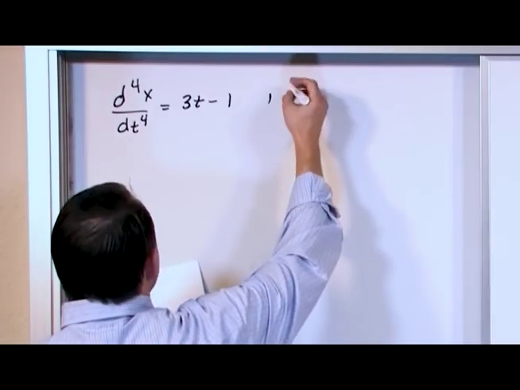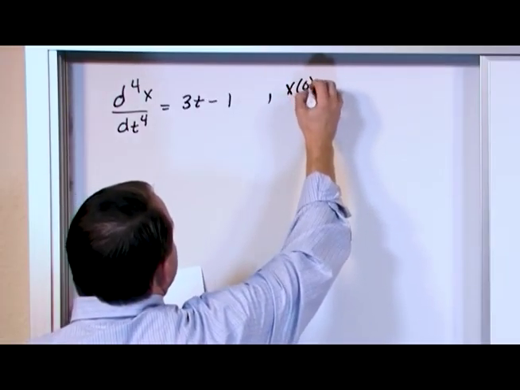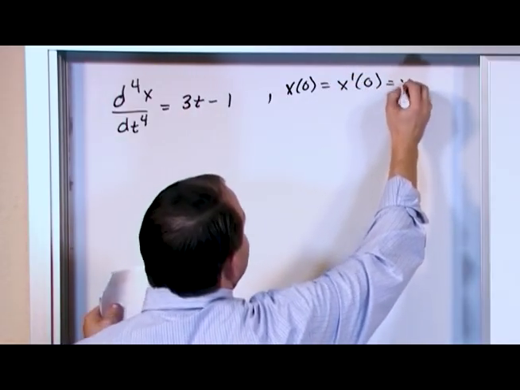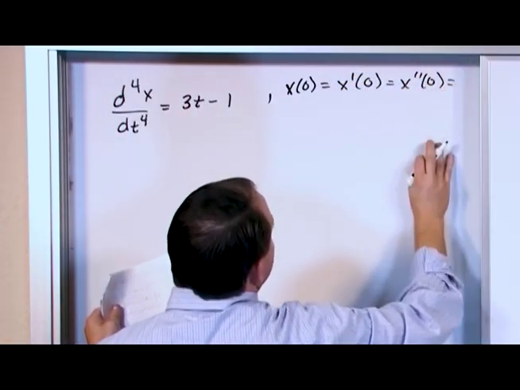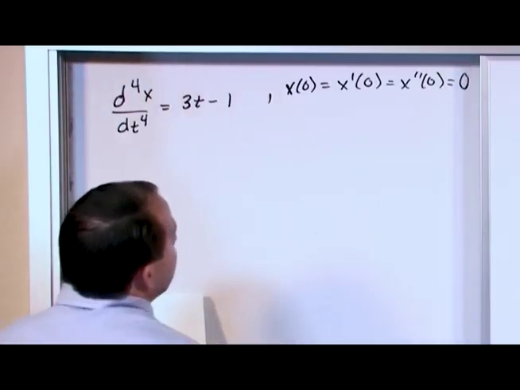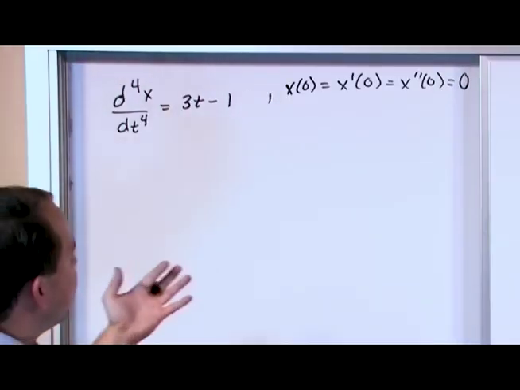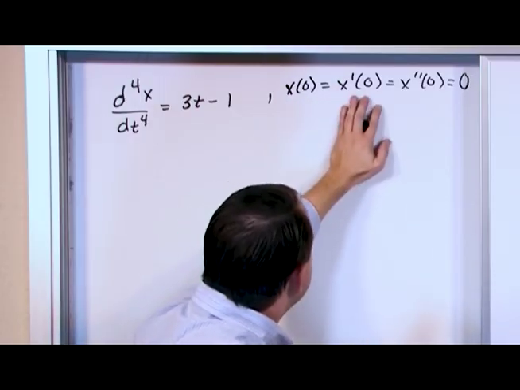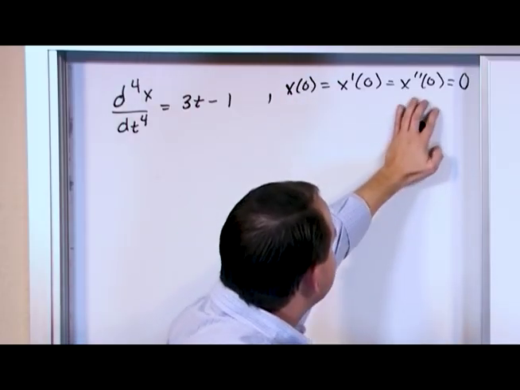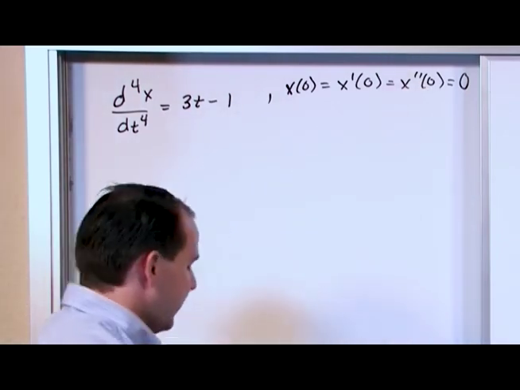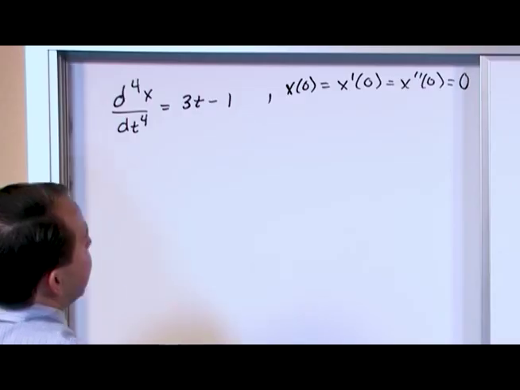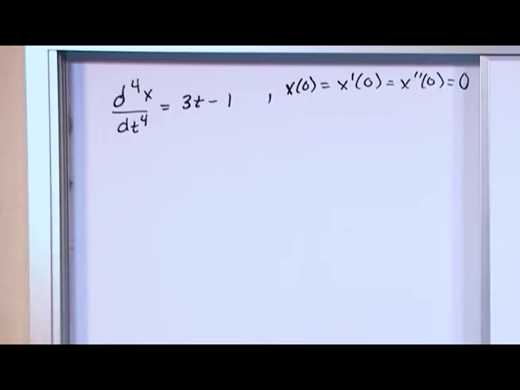Now, this particular problem has some initial conditions. X at 0 is equal to x prime at 0 is equal to x double prime at 0, which is equal to, you guessed it, 0. Lots of problems write it that way. What this means is x at time 0 is equal to 0. First derivative at time 0 is 0. Second derivative at time 0 is also 0. It makes the calculations a little bit easier to have a problem like that, but it still gets the point across, so we're going to go with that.